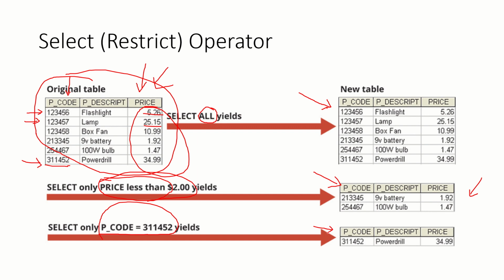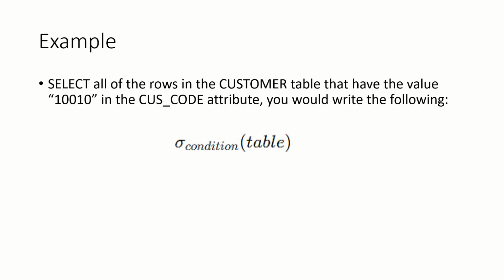So for this one, you can tell the attributes don't change. We only select the records or the rows which satisfy the condition you provide. Okay, so you can do this example by yourself.